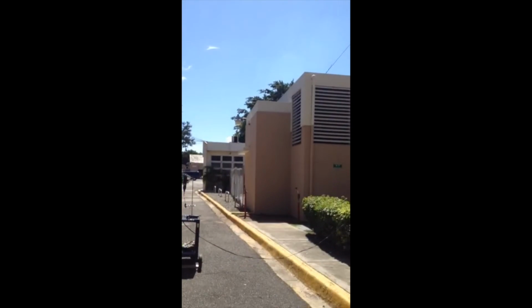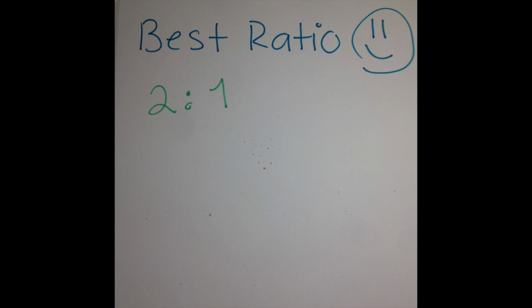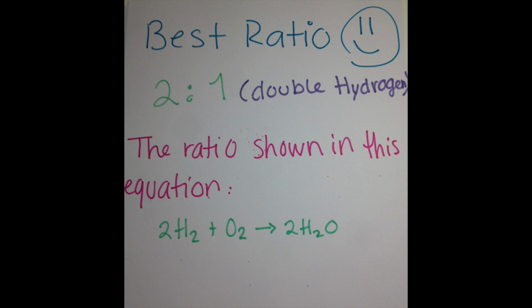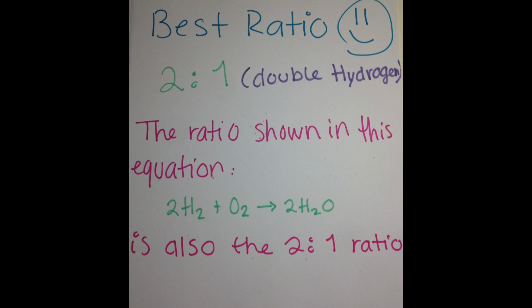Whoa! The best ratio was the 2:1 because it created water vapor, which increased the pressure inside the bottle and expelled the water. The ratio in the balanced equation is also the 2:1 ratio.